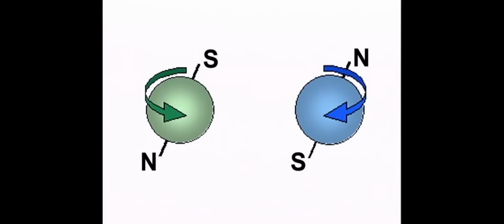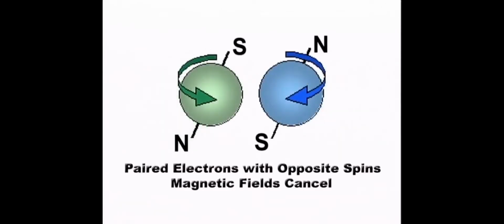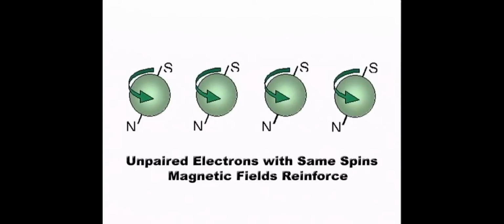In atoms containing many electrons, most of the electrons will pair up, like this, with their spins opposite each other, producing magnetic fields that cancel each other out. However, in ferromagnetic metals, like iron, many of the electrons remain unpaired, like this, spinning in the same direction and giving the atoms magnetic properties.